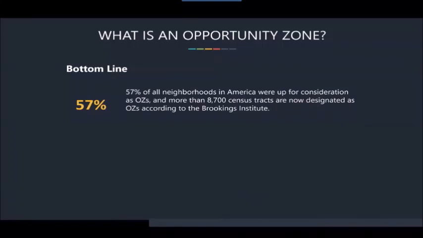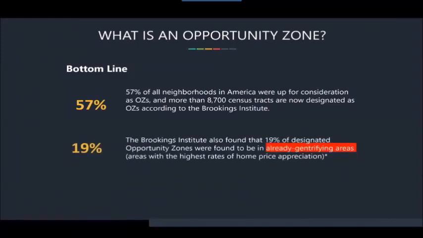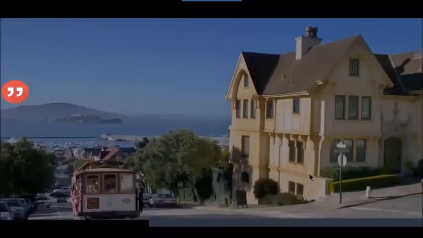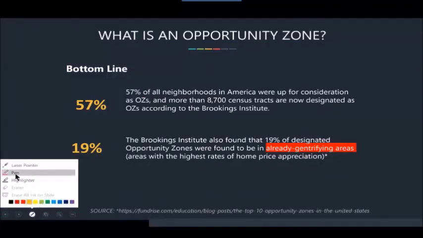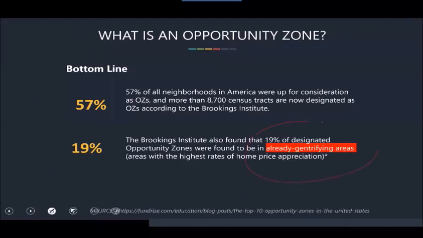Now, what's really interesting is that the Brookings Institute also found that 19%, this is a key number, 19% of designated opportunity zones were also found to be in already gentrifying areas. So these are areas that are already doing well. Let me get my marker again. There we go, pen. They were already gentrifying. And how do you figure out whether they were gentrifying? Well, they had a high rate of home price appreciation. They probably also had increasing levels of income.